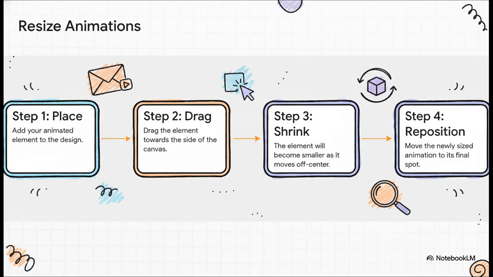Okay, here's another one of those clever little hacks. Sometimes when you're resizing an animation, the little handles on the corner won't let you make it any smaller. So here's the workaround. Just drag the whole thing partly off the edge of the canvas. You'll see it actually starts to shrink. Then you can just drag that perfectly sized element right back where you want it.